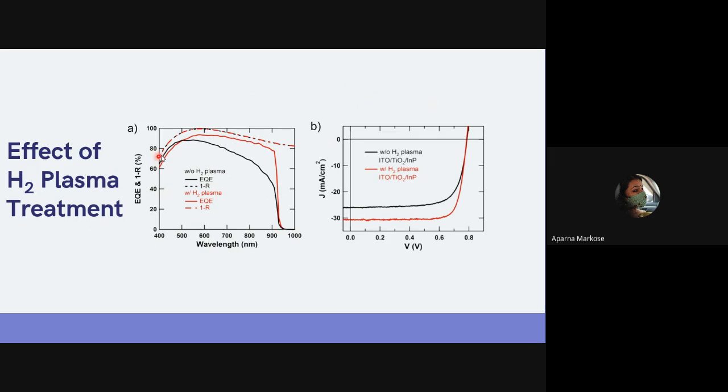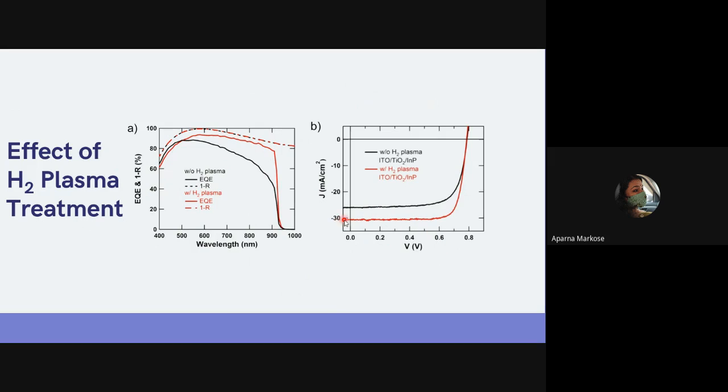And also you can see in the background the reflectance. So I told you that they are boosting this response without changing any other things, so the reflectance is not changing. You can see that with or without hydrogen plasma, the reflectance is the same, but absorbance increased, efficiency increased, quantum efficiency increased. And that effect you can see in the current voltage graph, the IV graph.